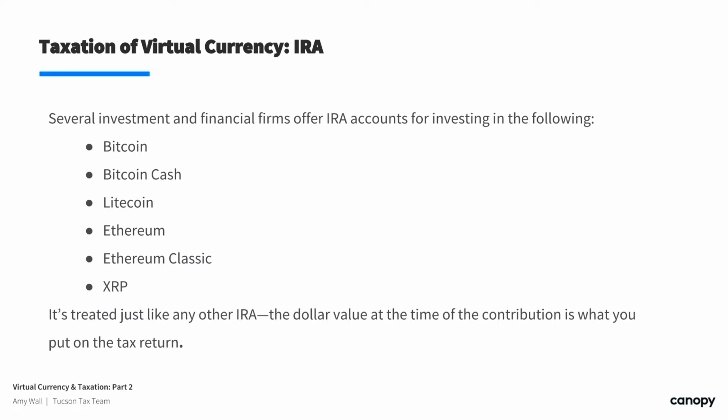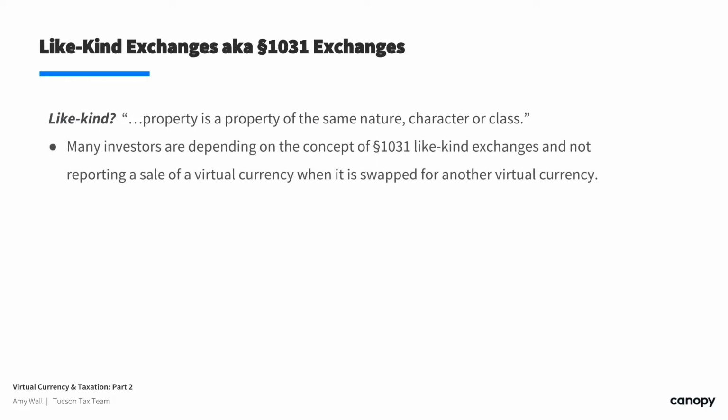Now, Section 1031 exchanges. We have investors all over the place that are just so excited by this concept that they can swap Bitcoin for Ether or anything else, and they don't pay tax. People have assured me very seriously, no, it's a like-kind exchange. And I keep trying to say, well, no, it's not clear at all that it's a like-kind exchange. It's in fact very unclear that it's a like-kind exchange.